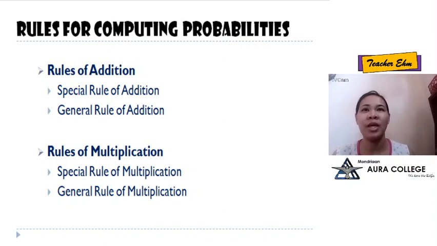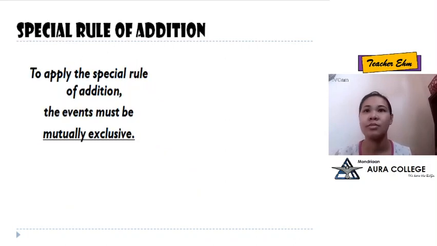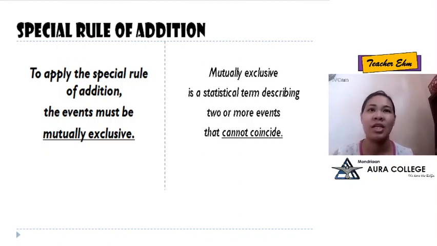Rules for computing probabilities. Meron tayong dalawang operation, addition and multiplication, at may dalawang rule, special rule and general rule. Special rule of addition. To apply the special rule of addition, the events must be mutually exclusive. Ano yung mutually exclusive? It is a statistical term describing two or more events that cannot coincide. So hindi pwedeng mangyari yung isang event kasabay ng isang event.